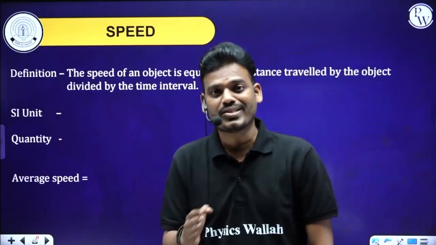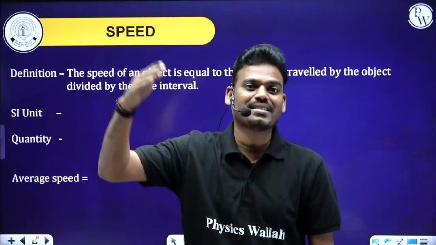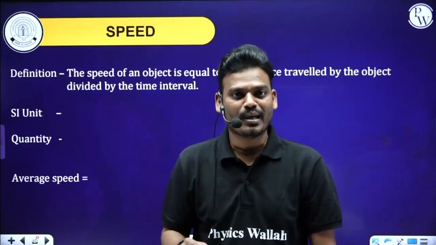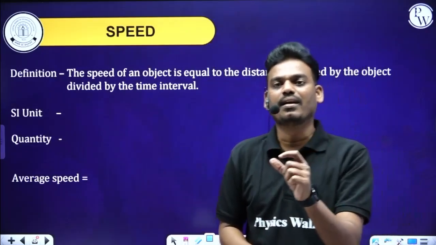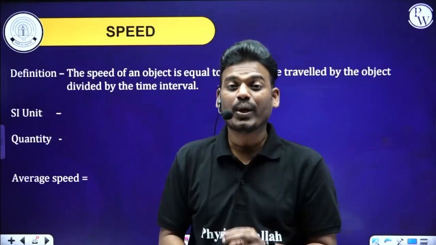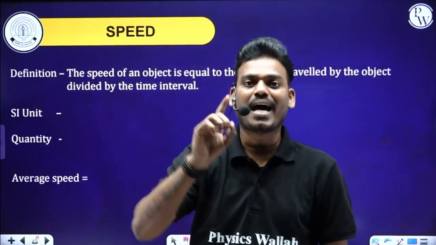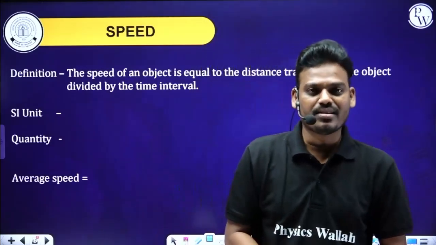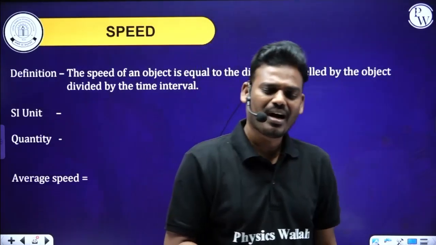In this particular situation, we can say that the car is moving faster than the bike because the car has reached earlier than the bike, right? To reach 100 kilometers, that car has taken less time. So to define the speed, or to define how fast the body is moving, we require two parameters. One is distance, the second one is time.